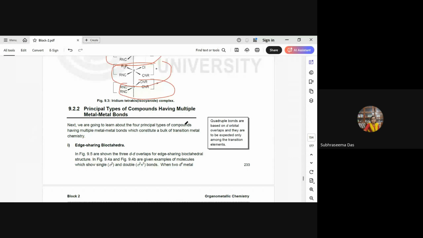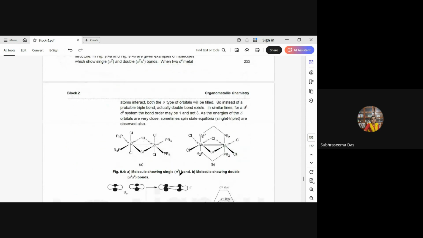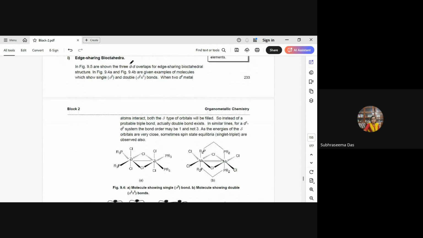Then coming to the principal types of compounds having multiple metal-metal bonds. Here we will talk about four principal types of compounds which have multiple metal-metal bonds. The first is the edge sharing bioctahedra. In figure 9.5, you can see the d orbital overlaps for the edge sharing bioctahedral structure.